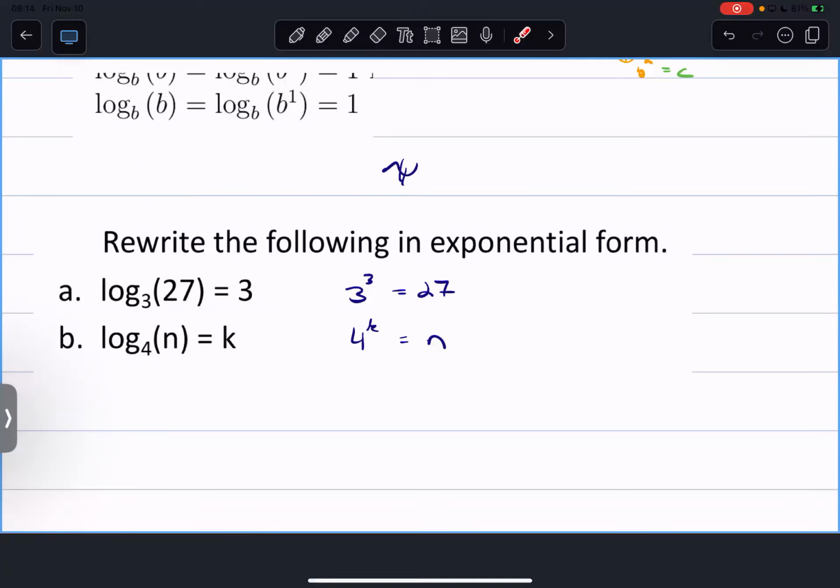Nice. So even though it looks bad, right? Being able to rewrite it in exponential form allows you to solve for something that's inside the log. Now the log is just a function, right? And so there is just a value inside here, and it's just a matter of knowing how logs work, right? The relationship between exponents and logs is important. Okay, how about another example?